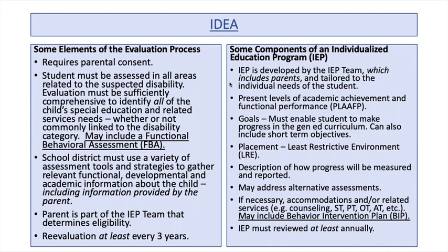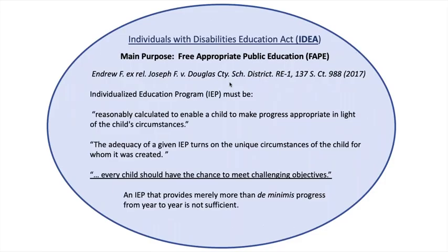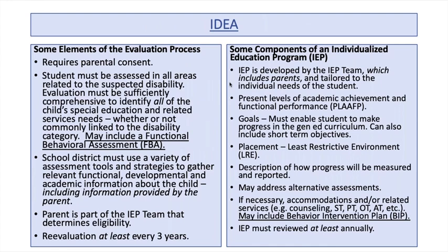So going back to this previous slide, every child should have the chance to meet challenging objectives. This is where this really becomes applicable. Are those goals appropriate? Are they sufficiently challenging? In order to develop good goals, you need to have accurate information about what their present levels of academic achievement are.